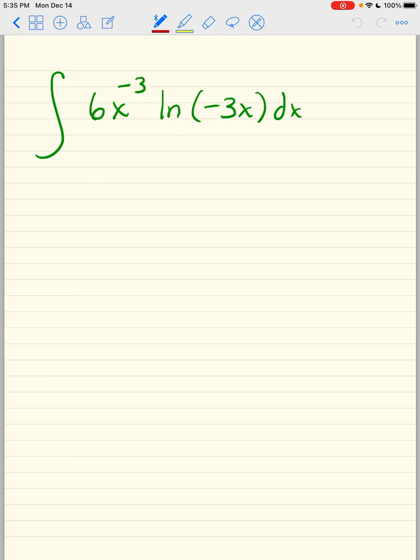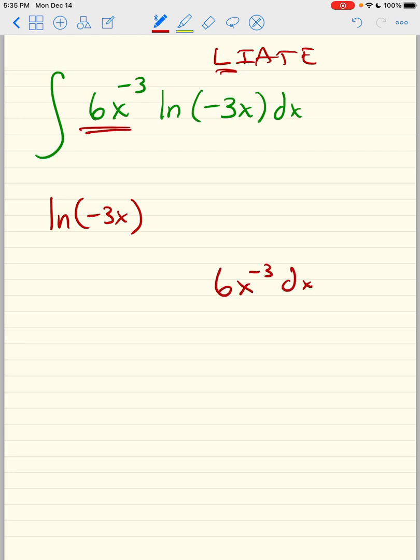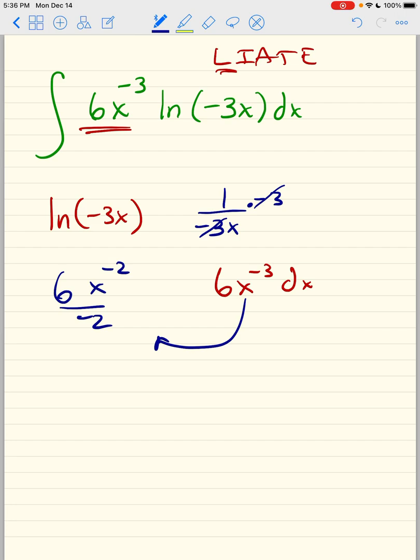Our final problem's right here. In LIATE, L, which is the natural log of negative 3x, and then A for algebra, which is this here. The derivative of the natural log of negative 3x is going to be 1 over the inside times the derivative of the inside. So this cancels out with this. Okay? The integral of this is you add 1, so it becomes negative 2, and then you divide by negative 2. So that here becomes negative 3x to the negative 2.